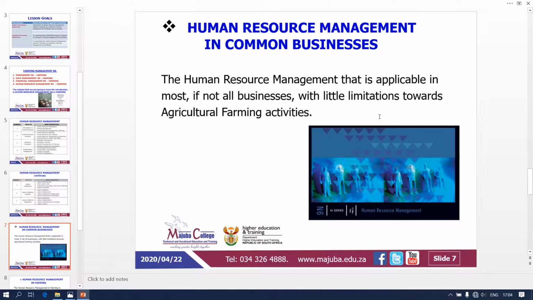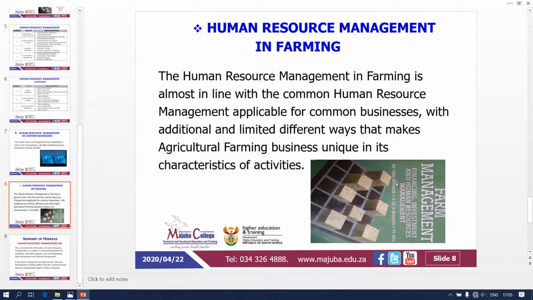Now, let's move forward. Human resource management in common businesses. The human resource management that is applicable in most, if not all, businesses, with little limitation towards agricultural farming activities. There is that little thing that is not covered in a normal book. Which book is this? This is the N6 human resource management book, not financial management, right? This one is not inclusive of financial management. This one is a standalone.